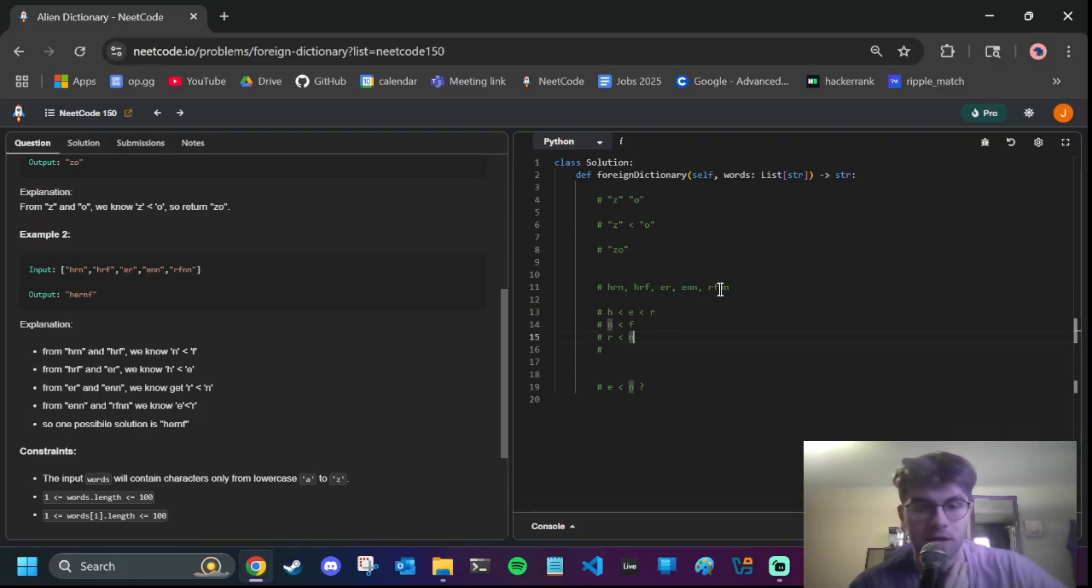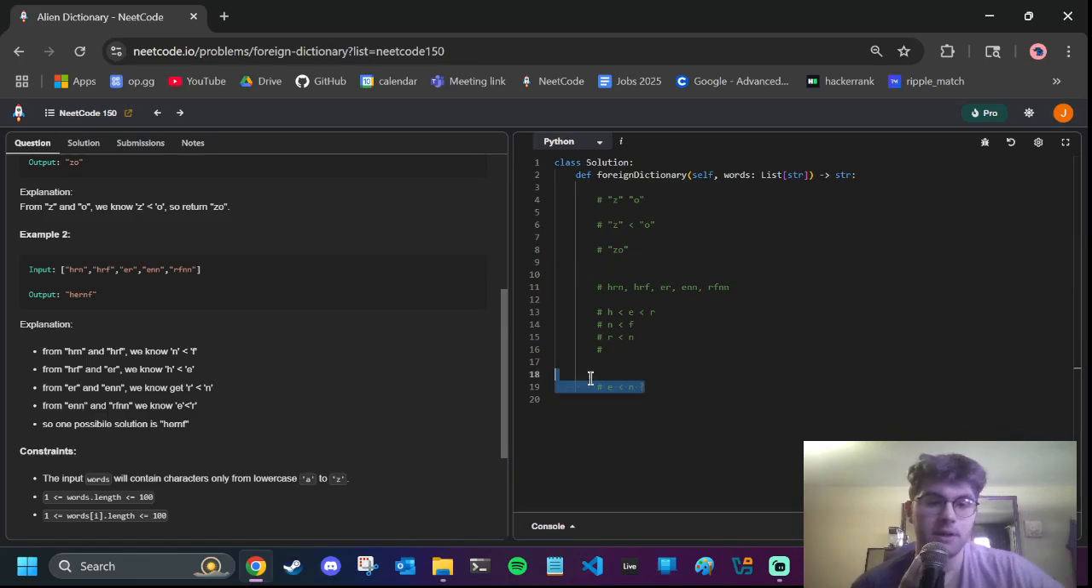So we know that R is less than N. And then here, I would say we can't derive anything, but it says from ENN and RFNN, we know that E is less than R. Yes, I do know that. E is less than R. From HRN and HRF, we know N is less than F. Yep. From HRF and ER, we know H is less than E. Yep, that's this part. From ER and ENN, we know R is less than N. Okay, so that's all the rules we can get.